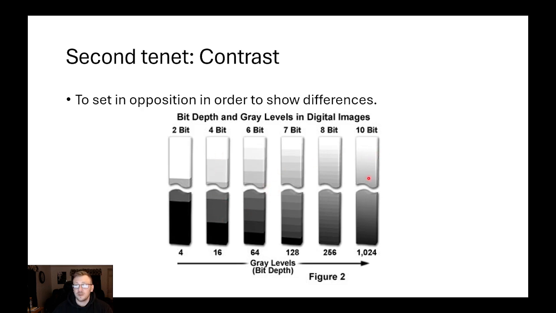We can get all the way up to a 10-bit image. And at the 10-bit image, you can see that it's a very smooth gradient and there's very little difference between a lot of these shades of gray. Well, if we want to increase our contrast, one way that we can do that is by reducing the amount of bit depth that we have so that these shades of gray get binned more strikingly different in appearance. So the difference between this shade of gray and this shade of gray will be more dramatic than between this shade of gray and this shade of gray here. So by using our bit depth and our gray levels, we're able to set more contrast.